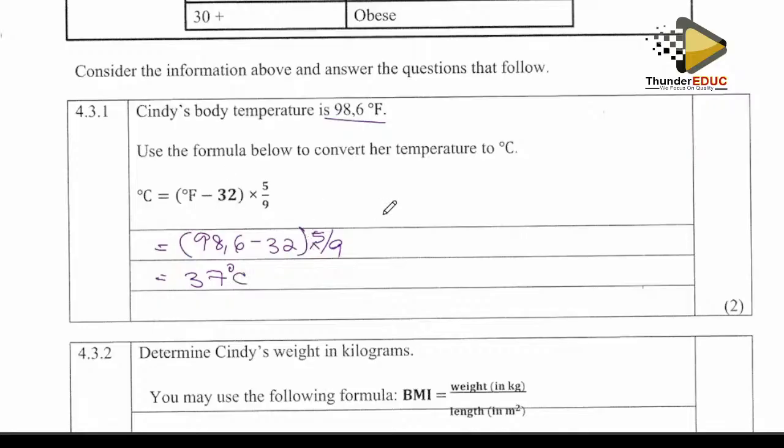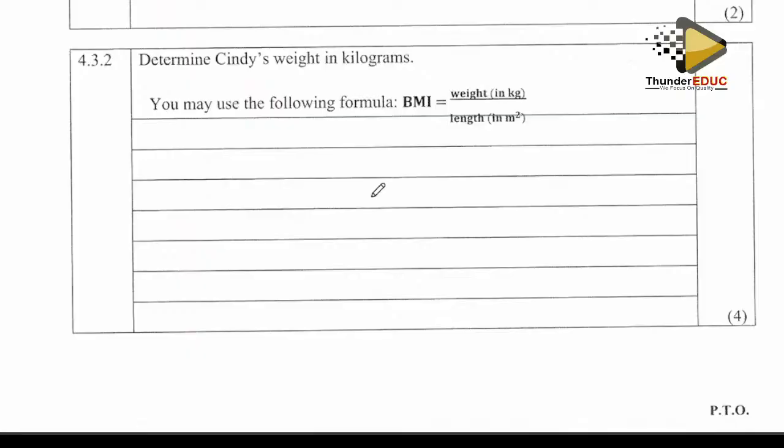Celsius. Okay, so here we go. Determine Cindy's weight in kilograms. What do we have? We have the BMI given to us, the BMI of 23.6. This is already given to us. What else is given to us? We are given the height, which is 107. These are centimeters, but we cannot continue with it until it becomes meters. What do we do? We divide by 100. So the height has become 1.07 meters. Okay, we are good to go now.